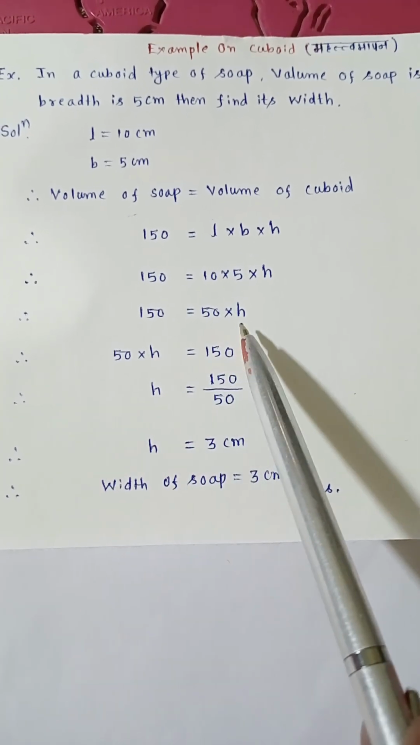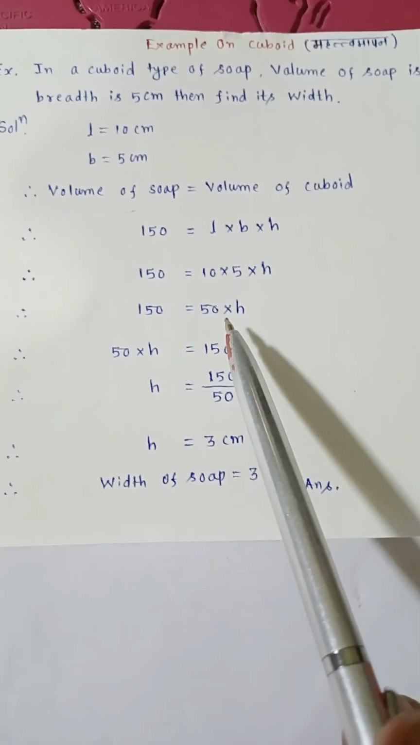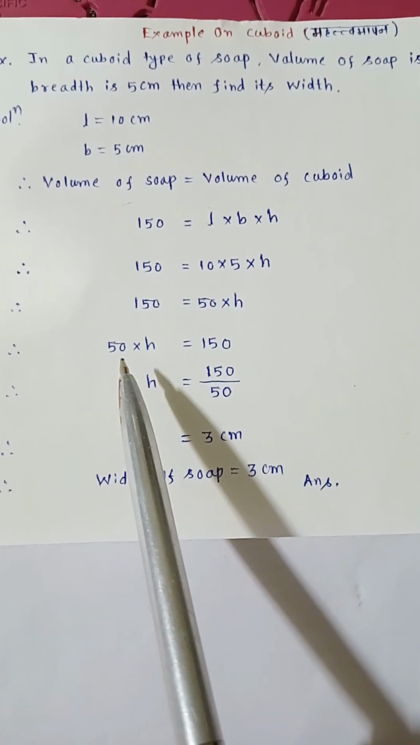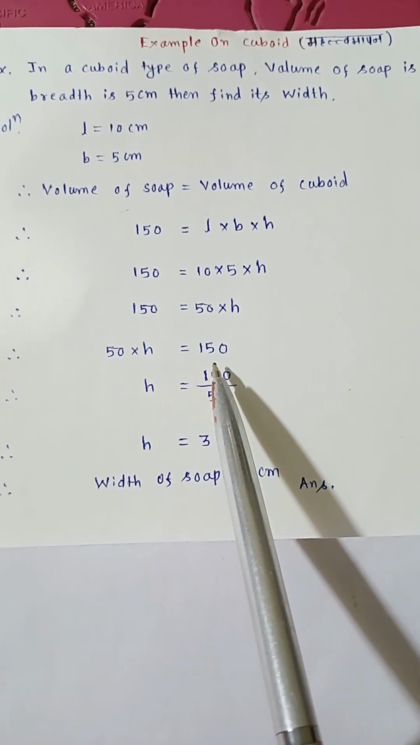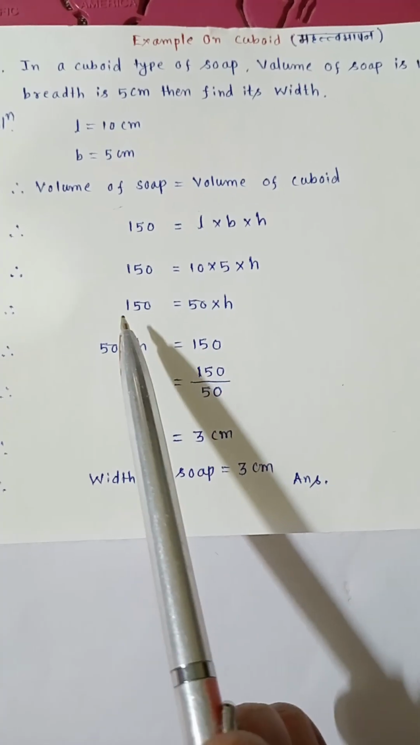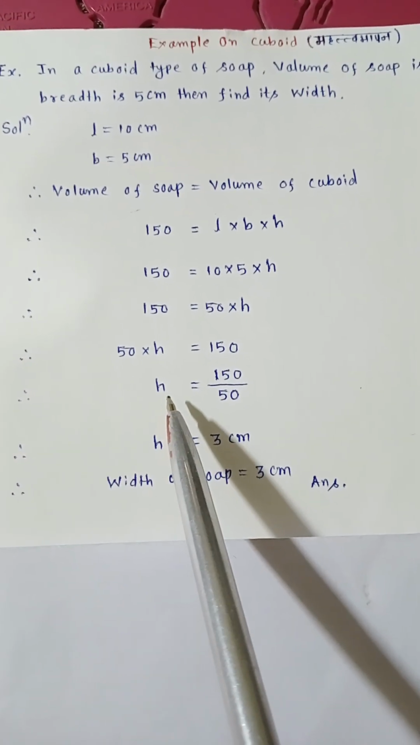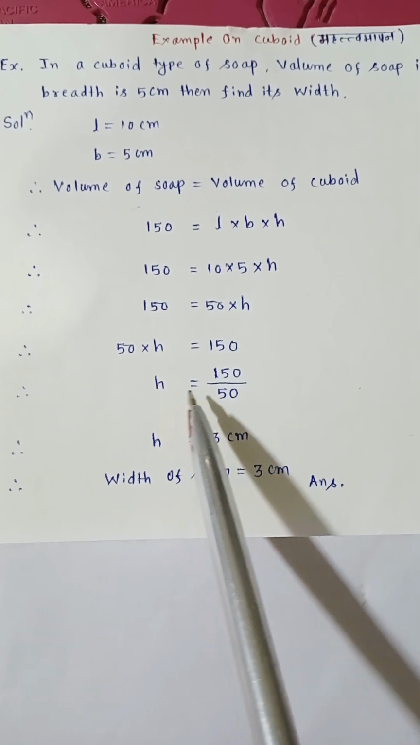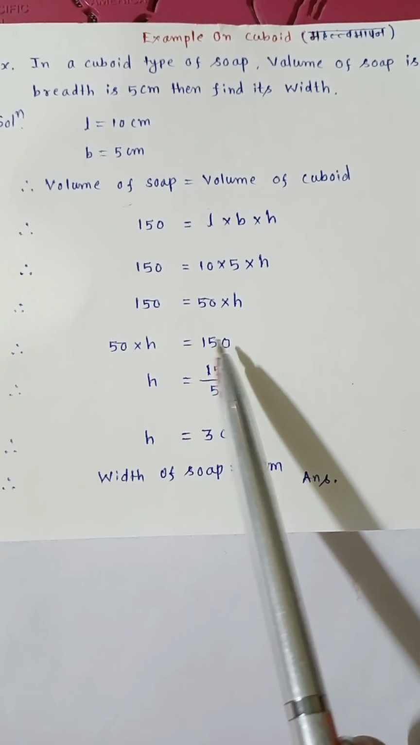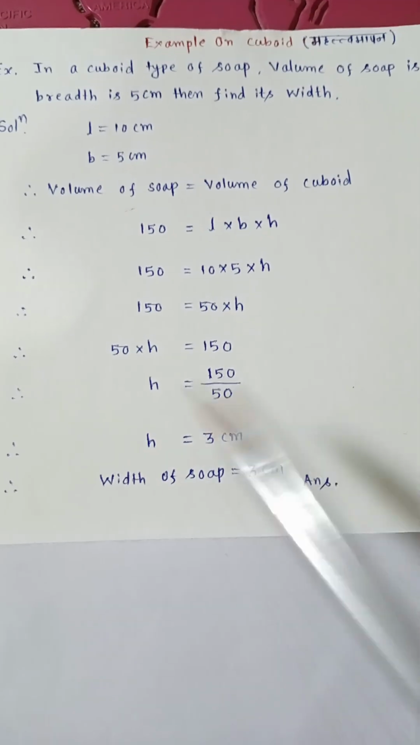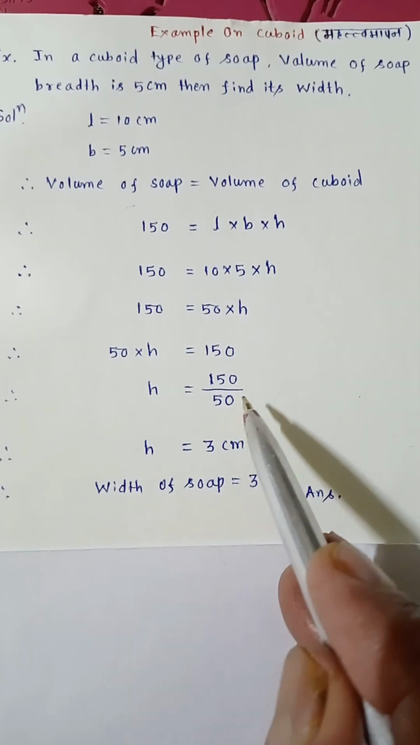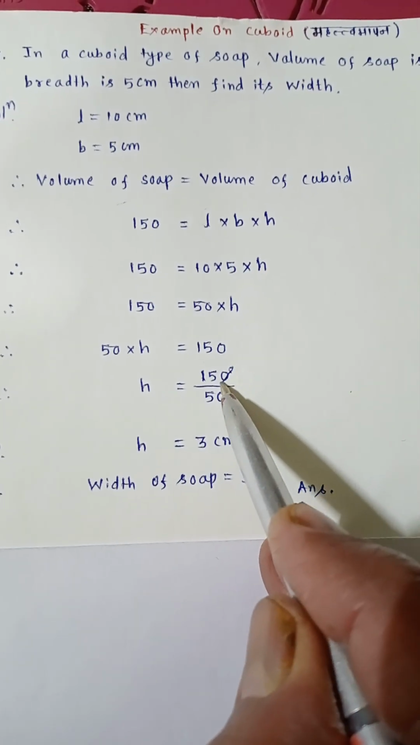Therefore, we have to change side. Therefore, 50 into H is equal to 150. Therefore, we have to find the value of H. H is equal to 150 upon 50. Here is 0, 0 cancel.